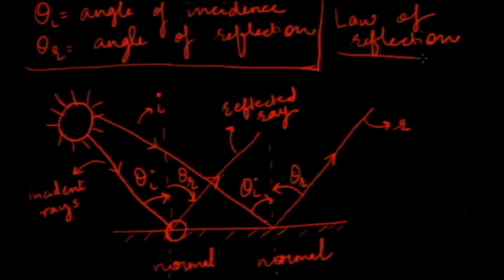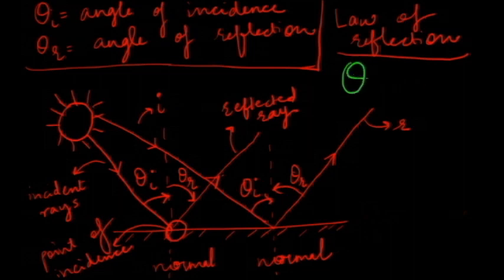Now what this law says is that whenever a ray falls from a light source on the mirror and forms an angle theta i with the normal, the reflected ray also forms the same angle with the normal at the point of incidence. So this is my point of incidence. According to the law, theta i is equal to theta r, and this basically is our law.